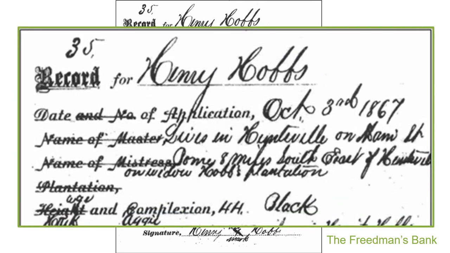The first part states record for Henry Hobbs, date of application October 3rd, 1867, lives in Huntsville on Ham Street, some 8 miles southeast of Huntsville on Widow Hobbs Plantation, age 44 and complexion black.